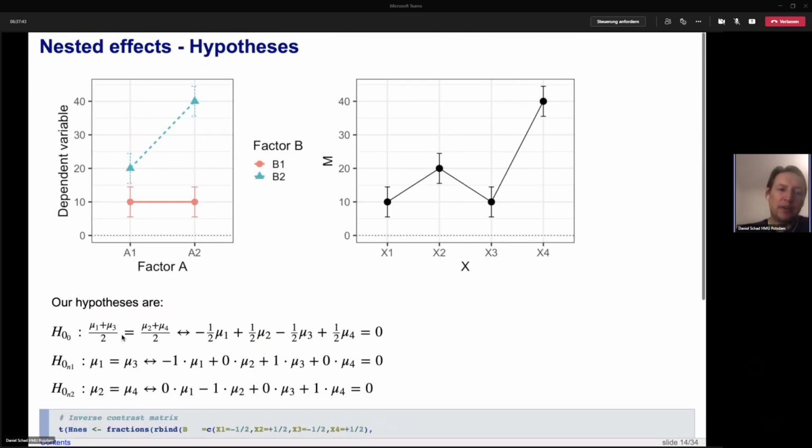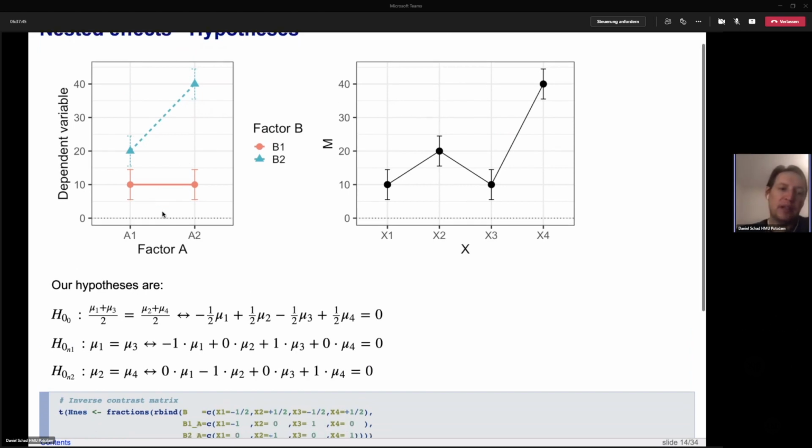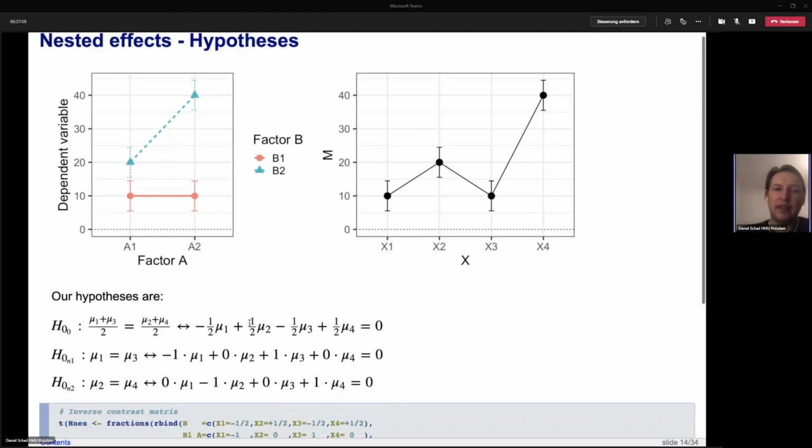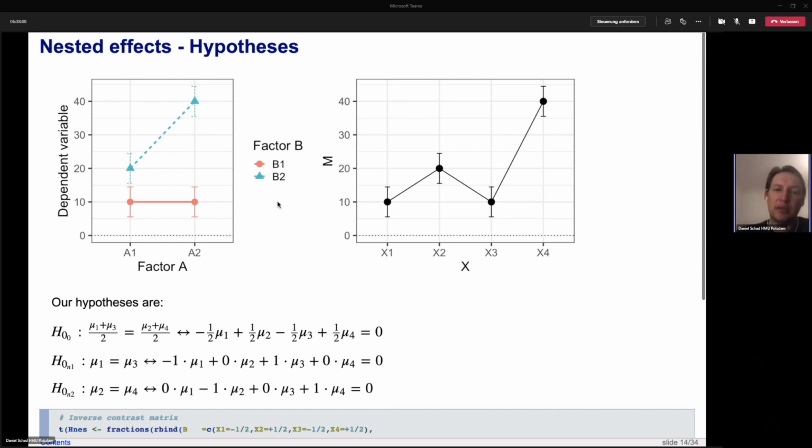Let's start with the hypotheses. First, we have a hypothesis. We hypothesize that there's a general difference between tasks. So the green line is different from the red line. We compute that by just taking the average. So now we are again in the situation where we code these hypotheses by having a single design matrix for all 4 factor levels. Okay.